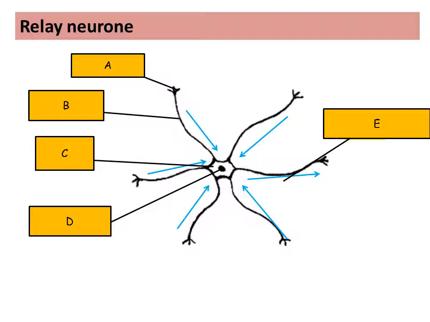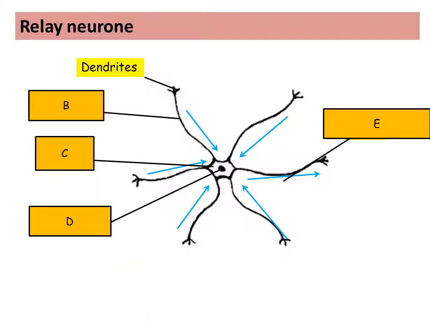The relay neuron is our third and final type of neuron, and they have all the features that you found in the other ones, but I have to say this is obviously a very simplistic type of diagram. Now, the relay neuron's job is to be an intermediary connecting up quite a lot of different neurons from different parts of the body, so its structure is going to be modified to do that job.